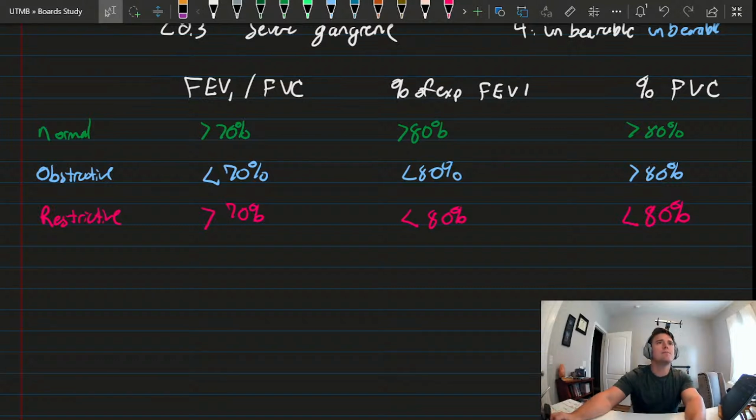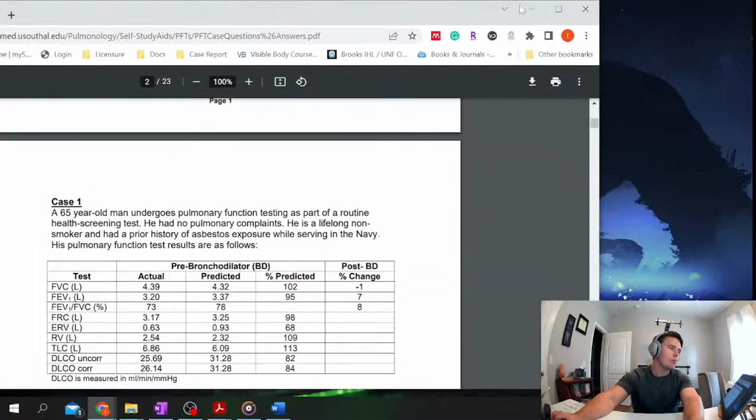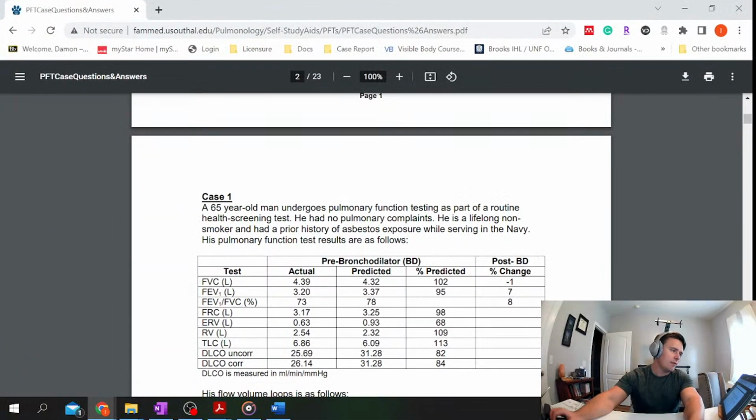All right, guys. Let's go to that PDF I just shared. The one that says pulmonary function test, case questions and answers. And we're going to try to go through all of these. So case study 1. 65-year-old undergoes pulmonary function testing as part of a routine health screening. You guys can read that.